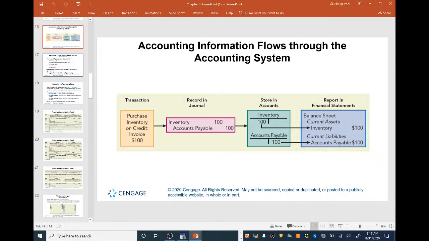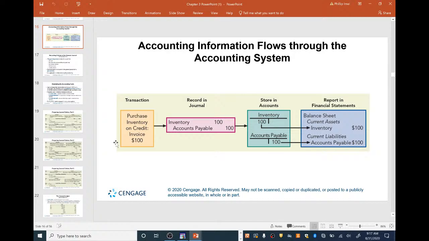Let's just see what's happening pretty much behind the scenes here within this accounting system, of how the accounting information flows through it. So you can see here, we'll start on the left. We have the transaction, right? So here we're actually purchasing inventory on credit, right? So we're purchasing inventory on credit. What that means is we're not paying the supplier up front. We're going to receive the inventory, but they're extending it to us on a line of credit. So we're going to pay them later for it, right?